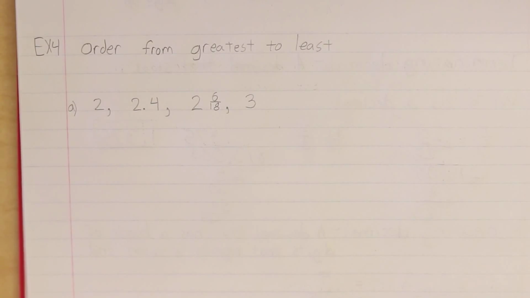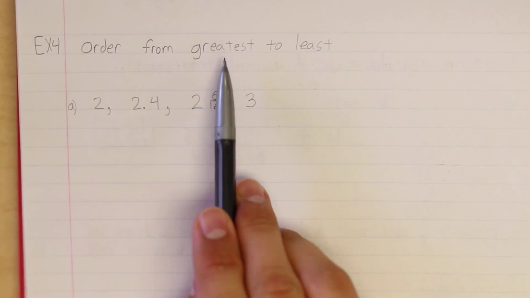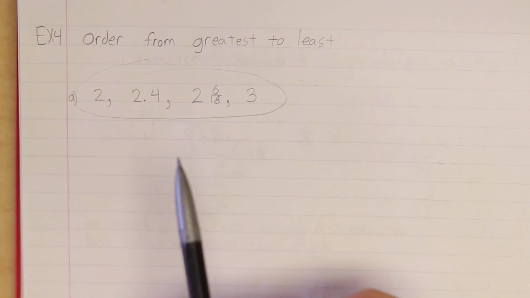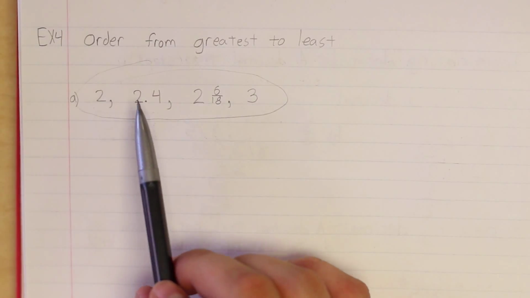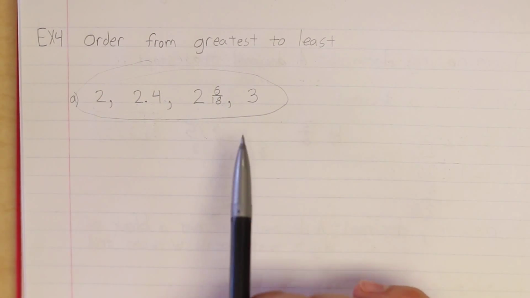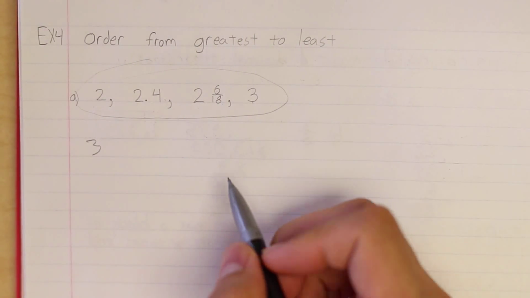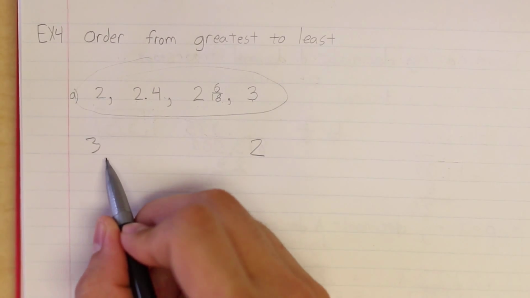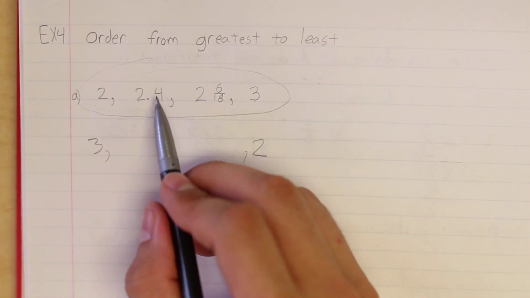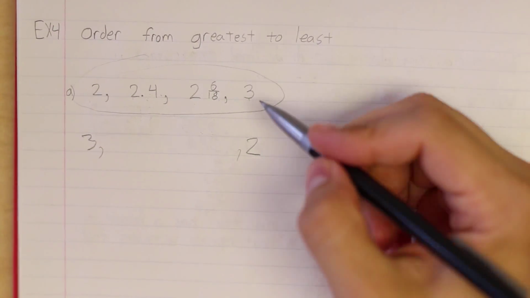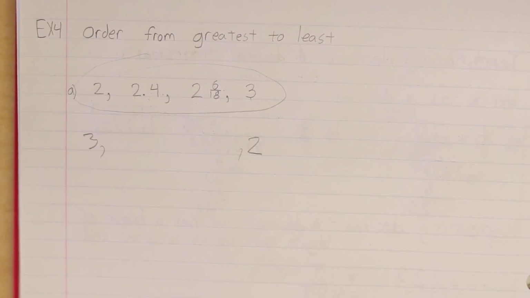So it's very important to look carefully at it. This time, I'm told to order from greatest to least. Well, just take a look right here, and see what you think is the biggest number. I've got 2, 2.4, 2 and 6/18, and 3. To me, obviously 3 is the greatest and 2 is the least. The question is, which one of these is bigger? The easiest thing that I know personally to do is to convert your fractions to decimals. That's going to be the guaranteed way to get to your answer, okay?